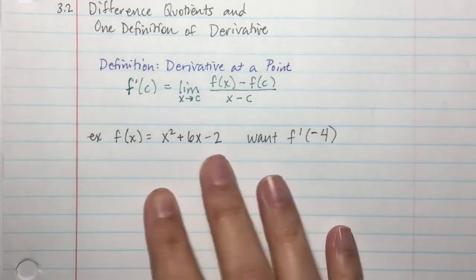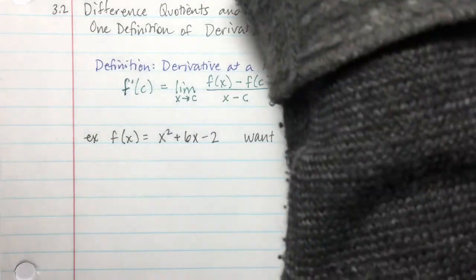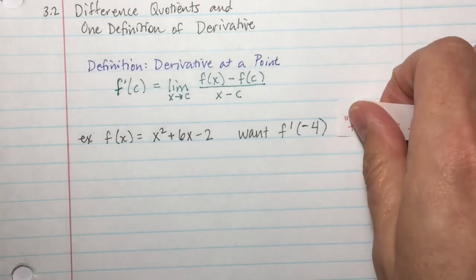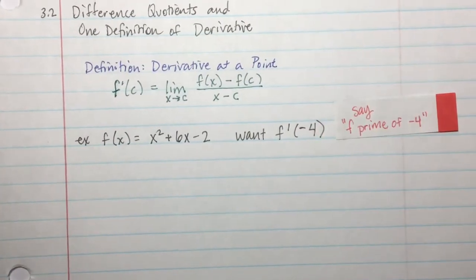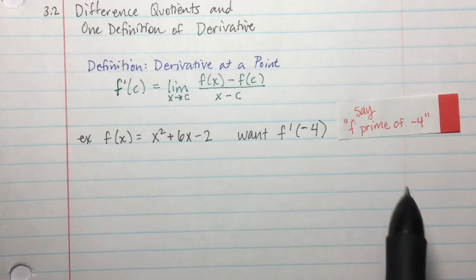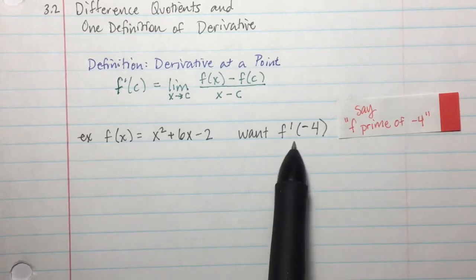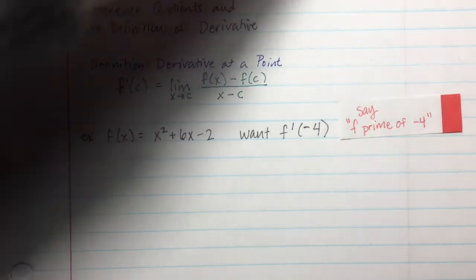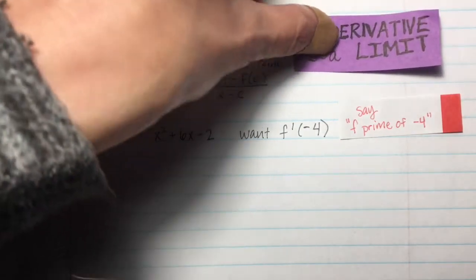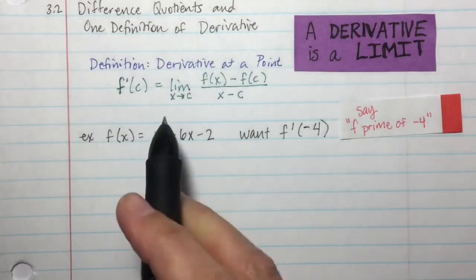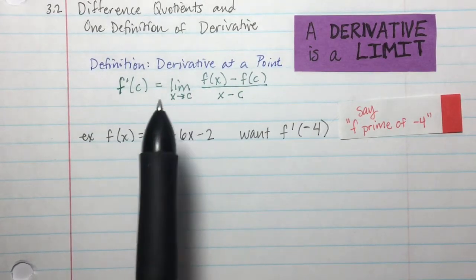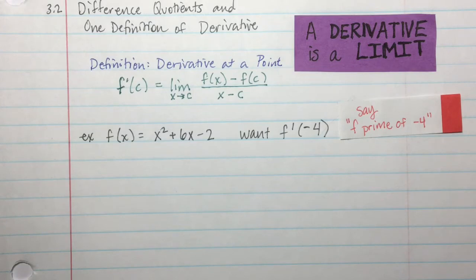So looking at our example, if we want f prime of negative 4, we're going to find the slope at x equals negative 4. And just one reminder, a derivative is a limit. Whenever you're using this definition of a derivative at a point, you're going to be using limit notation because we have a limit to get that derivative.